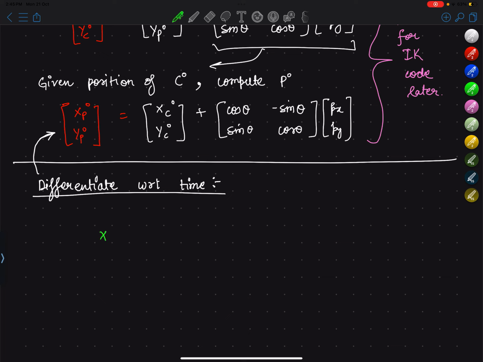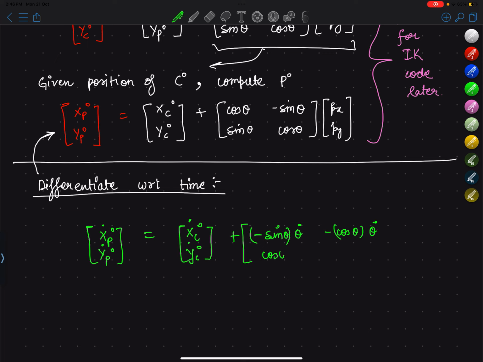xp naught dot, yp naught dot equals xc naught dot, yc naught dot, plus, since we are differentiating, this will become minus sine theta into theta dot, this will become minus cos theta into theta dot, it will become cos theta into theta dot, and this will become minus sine theta into theta dot, into px and py, because px and py are constant.